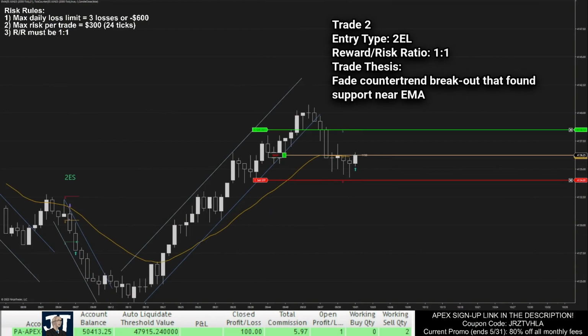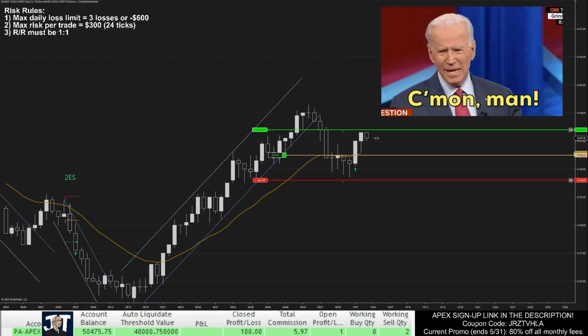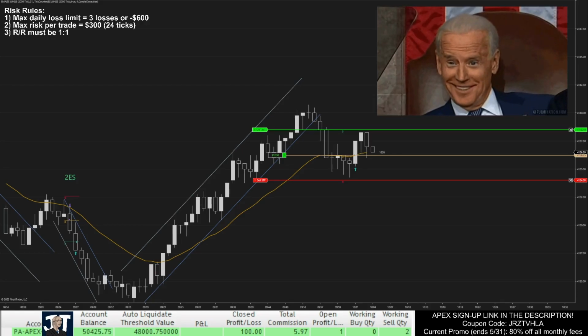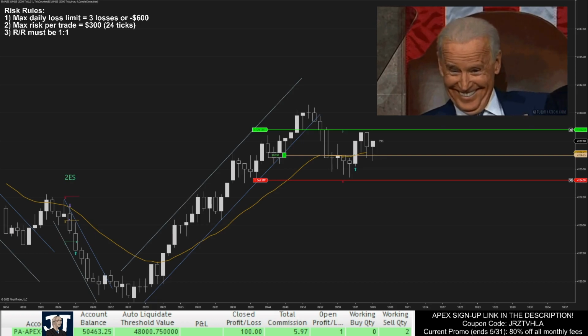Same setup for the second trade. After I see price break out of a strong uptrend, I fade the breakout with an entry near the EMA. This one gets within one tick of my profit target before reversing back down a bit, but I stay patient and let the trade fully play out. Thankfully, it eventually comes back up and I'm able to win my second trade in a row.